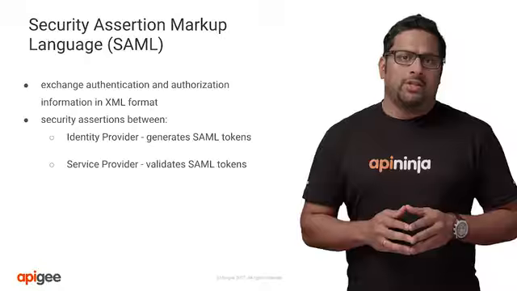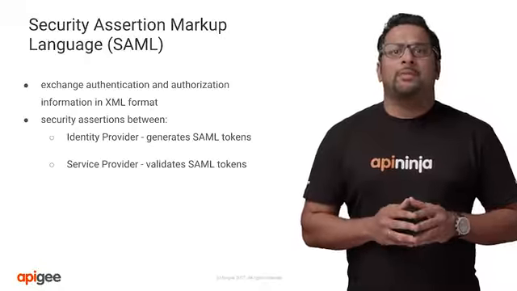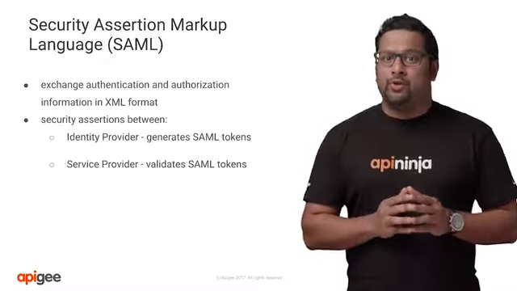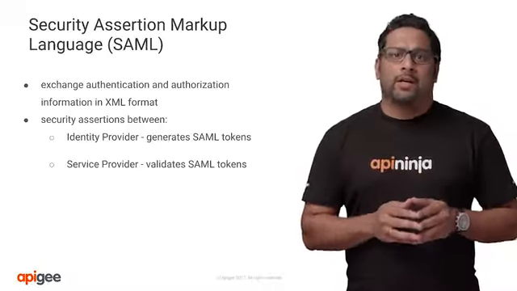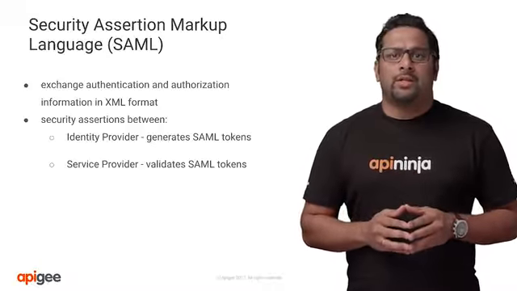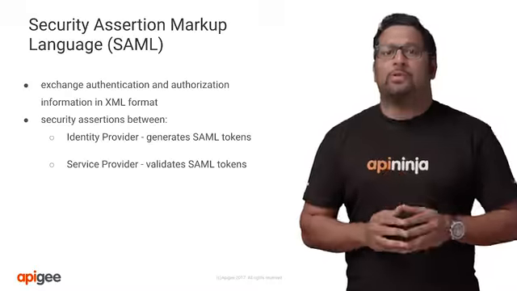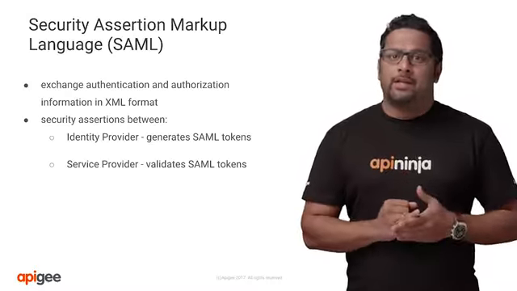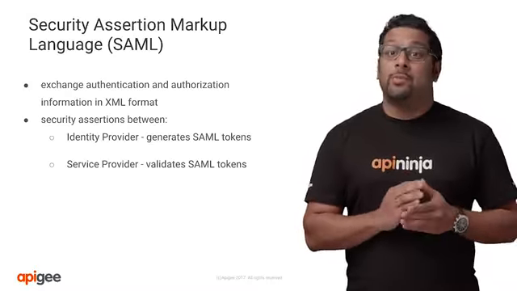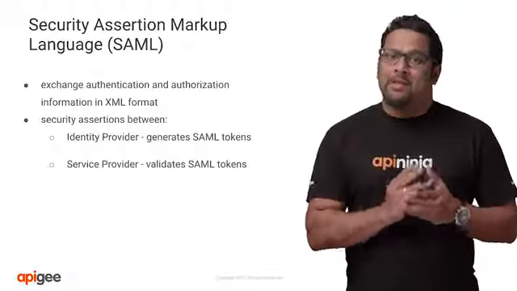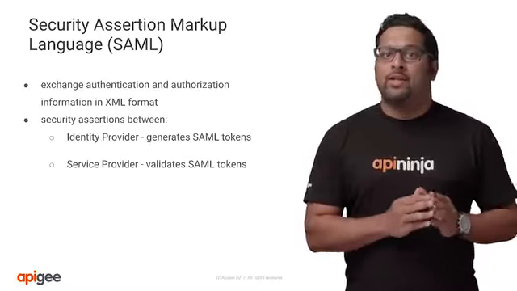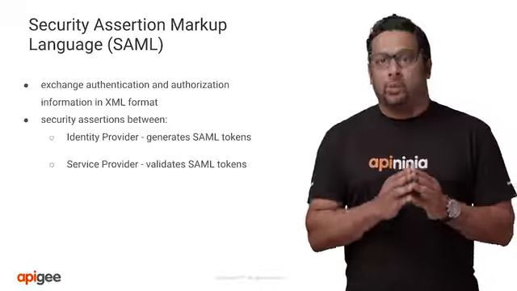A security assertion is a trusted token that describes an attribute of an app user, or some other participant in a transaction. Security assertions are managed and consumed by two types of entities: identity providers that generate security assertions on behalf of the participants, and the service providers that validate security assertions through trusted relationships with the identity provider.